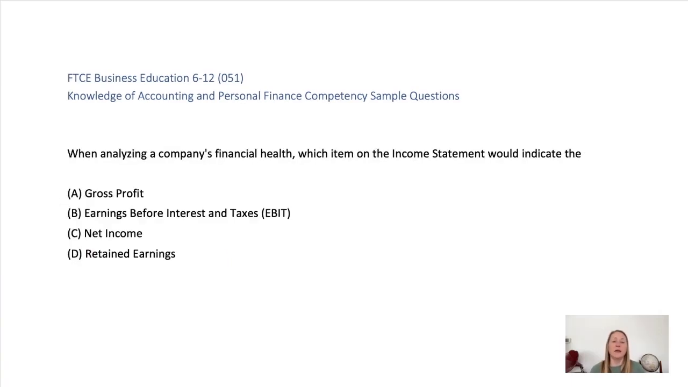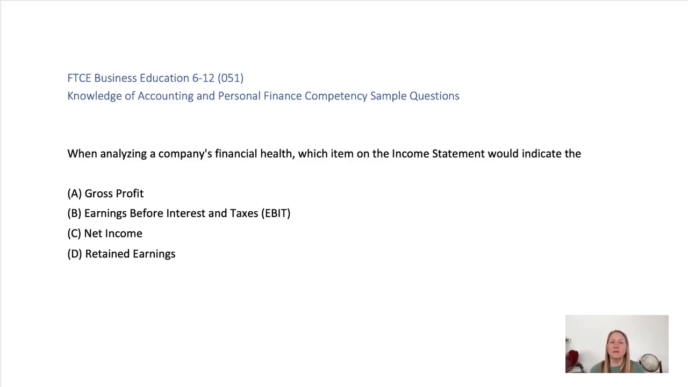When analyzing a company's financial health, which item on the income statement would indicate the A, gross profit, B, earnings before interest and taxes, C, net income, or D, retained earnings?